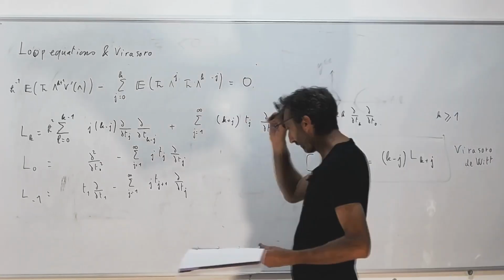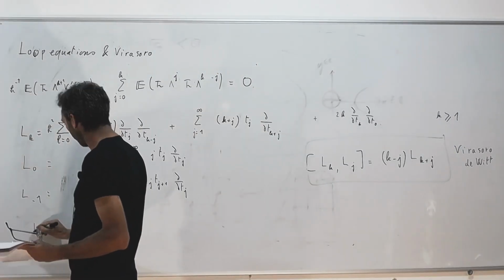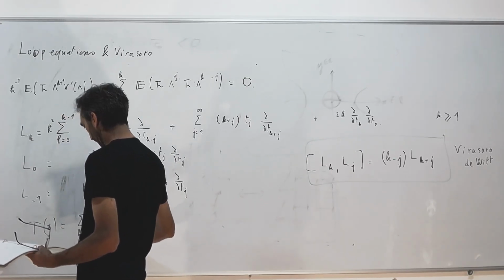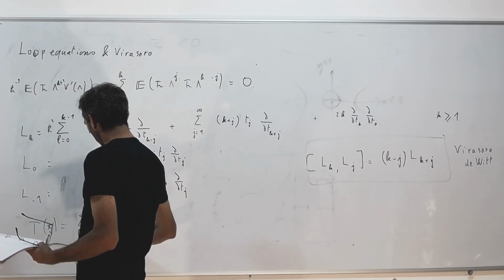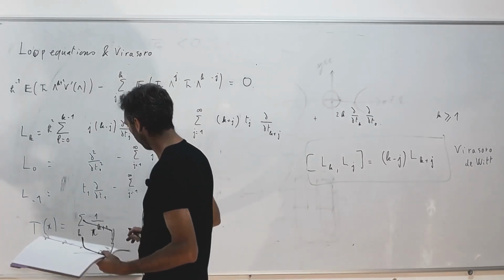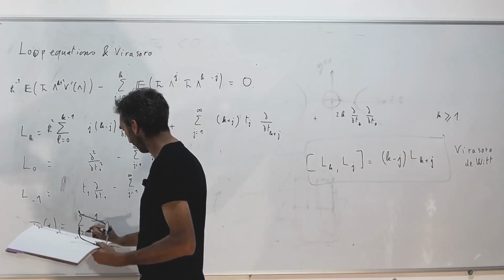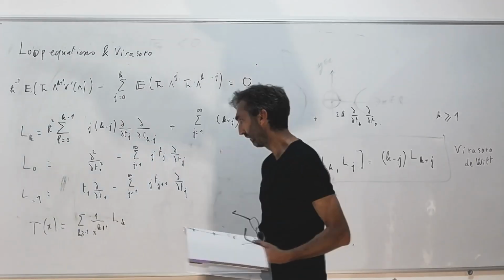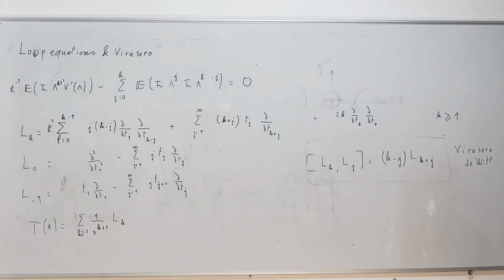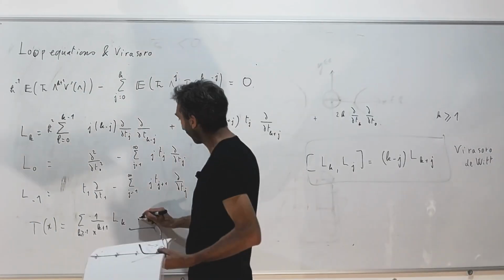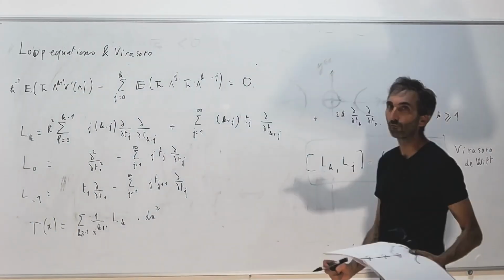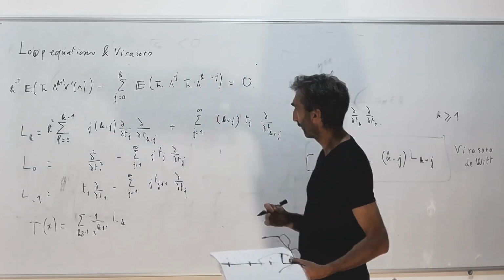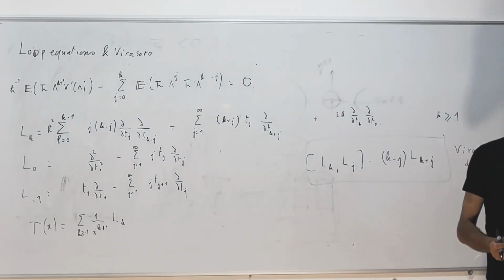You can define T of x as the sum over k larger than minus 1 of 1 over x to the k plus 2, Lk. It is an operator, but it depends on the variable x. In fact, it's a quadratic differential operator. You should multiply everything by dx squared to have it well behaved. Well, let me not do it at the moment. But under changes of variables, it behaves like a quadratic differential.